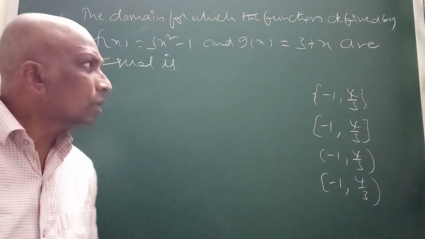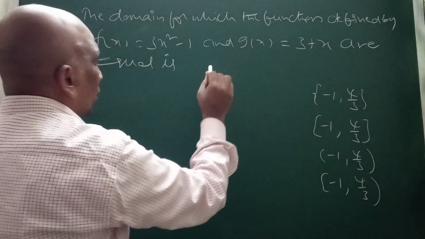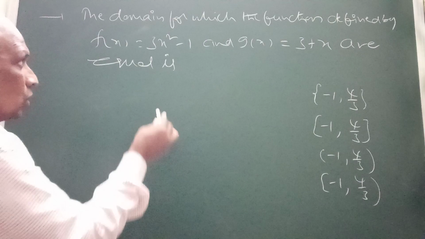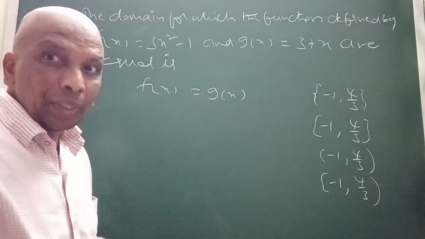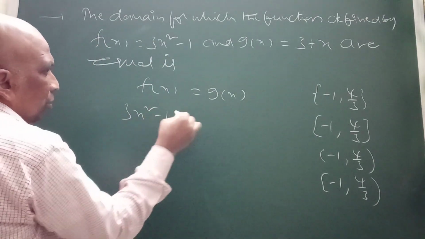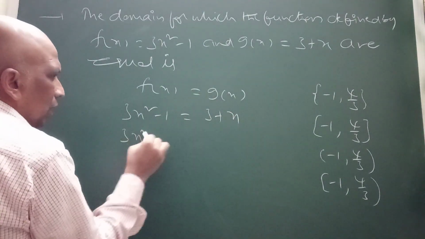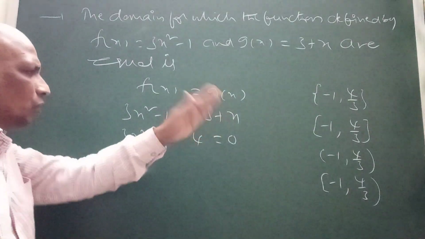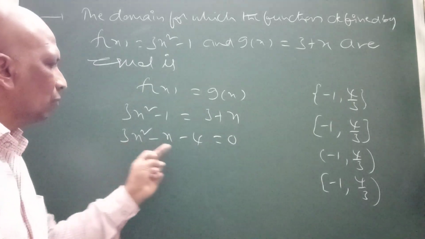Now they are asking here the common domain of these two. The given condition is that the function values defined by these two should be equal. What is the domain of these two functions? So the common domain of this: f of x equal to g of x. When they are equal, what is the common domain? You can equate this: 3x square minus 1 equal to 3 plus x, right? You transfer this side. 3x square minus x minus 4 equal to 0, right? You find the factors of this.